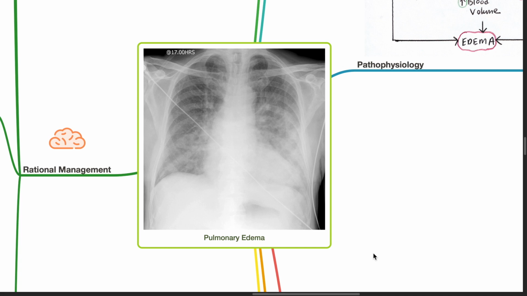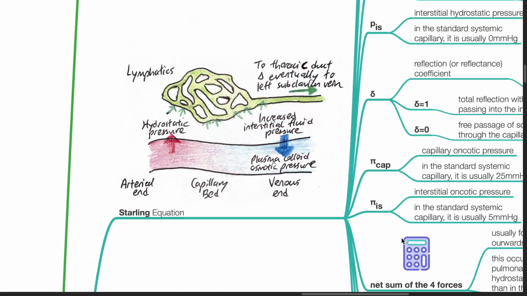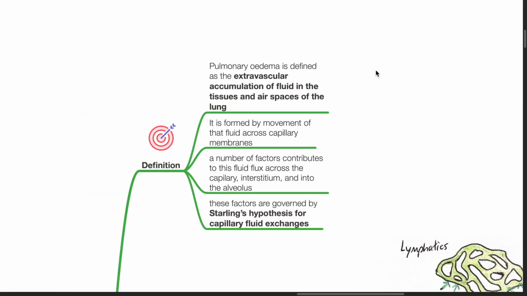Today we will be discussing pulmonary edema. Pulmonary edema is defined as the extravascular accumulation of fluid in the tissues and air spaces of the lung. It is formed by movement of that fluid across capillary membranes. A number of factors contribute to this fluid flux across the capillary, interstitium, and into the alveolus. These factors are governed by Starling's hypothesis for capillary fluid exchange.